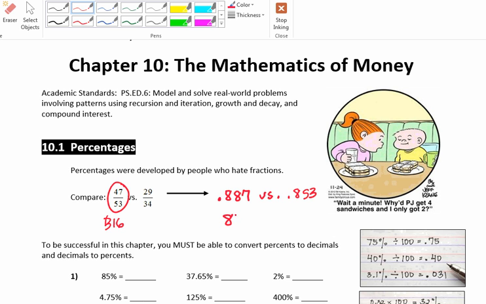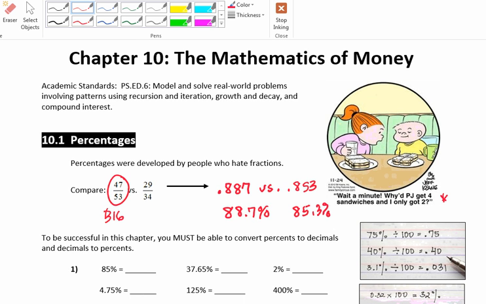And a lot of times instead of saying 47 out of 53, we'll say this is 88.7%, or this is 85.3%. So when we're dealing with fractions, if we want to compare them, sometimes it's hard to see in their fractional form. I love this little comic over here too, because this reminds me of my kids. Wait a minute, why'd PJ get 4 sandwiches and I just got 2?